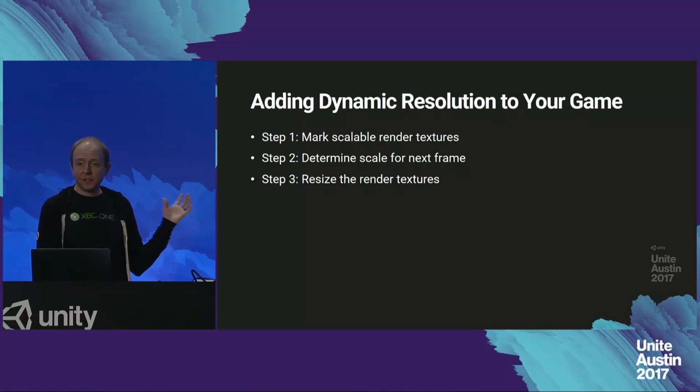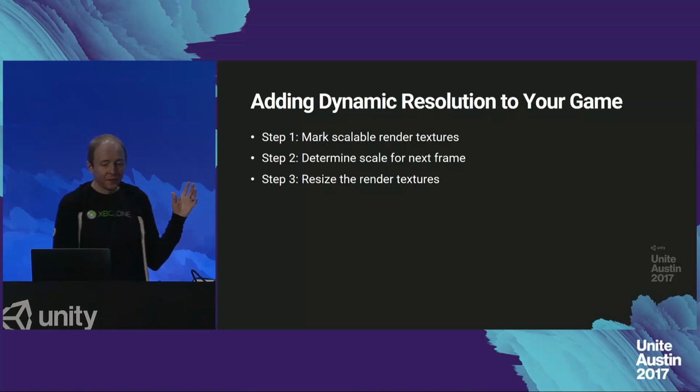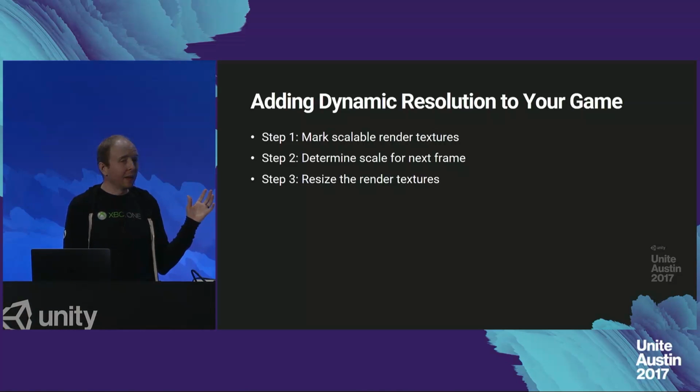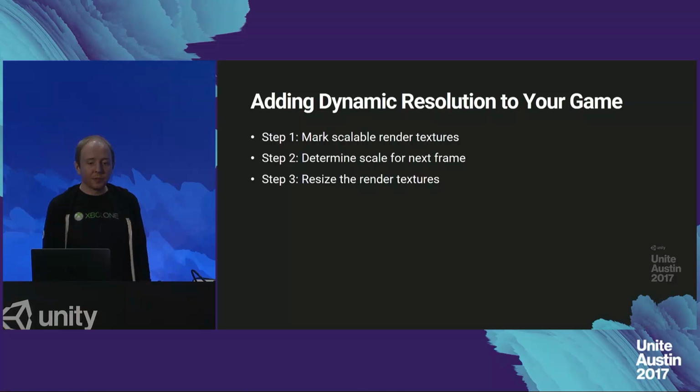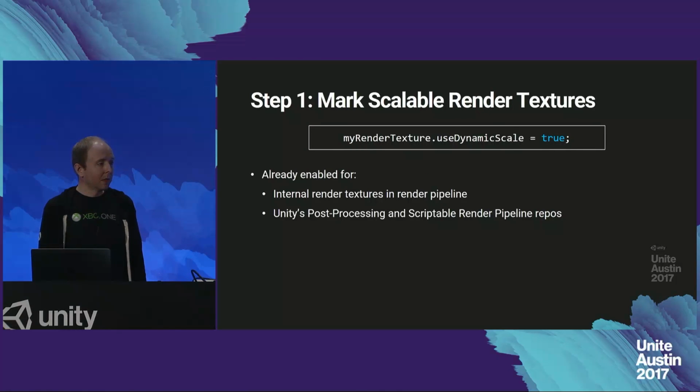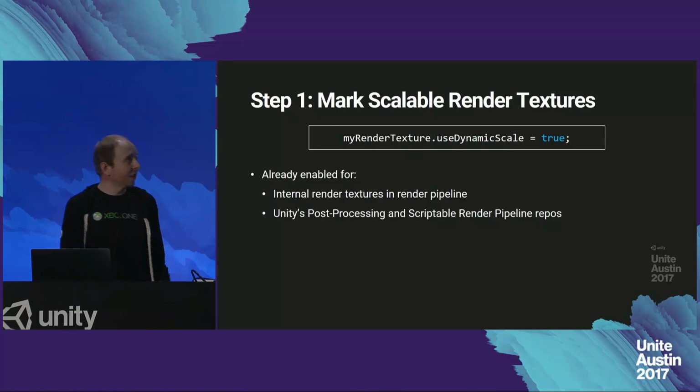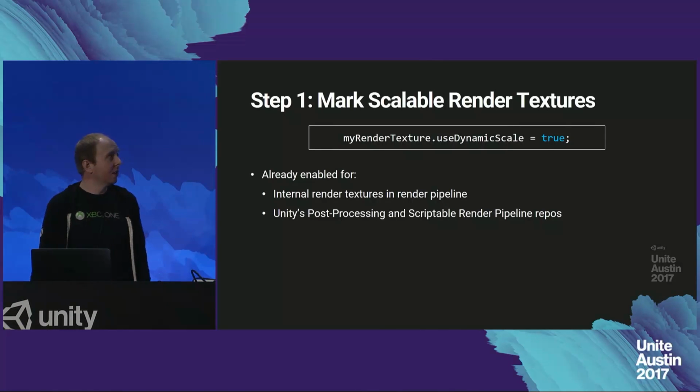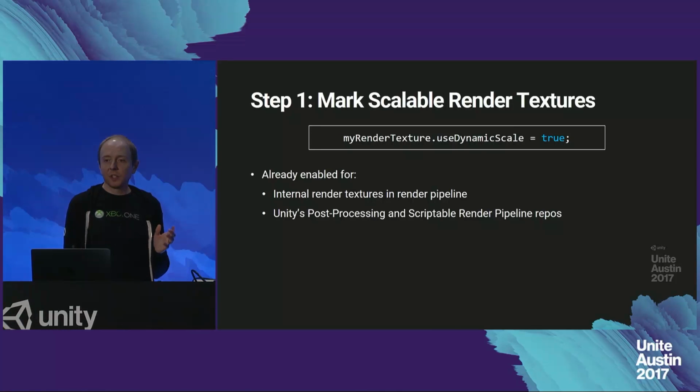All right, so now that we've seen what this actually is, let's talk about how you can add it to your game. It's basically 3 steps. So first of all, you need to identify the render textures that you want to opt in to use with dynamic resolution, and enable them with this new property, Use Dynamic Scale. Now, this is already turned on for all the render textures that are built into Unity's render pipeline. So that means if you're doing something simple, like you just have a camera looking at your scene, outputting that to the screen, you don't need to worry about this for that.